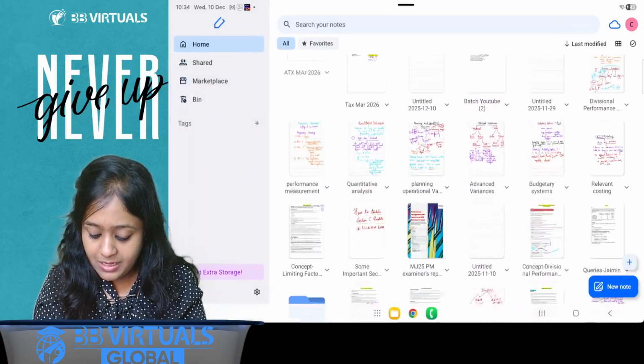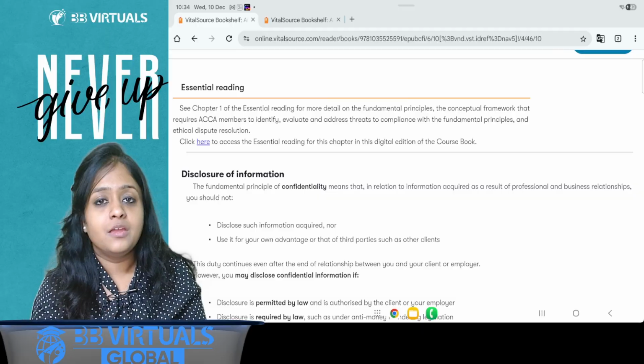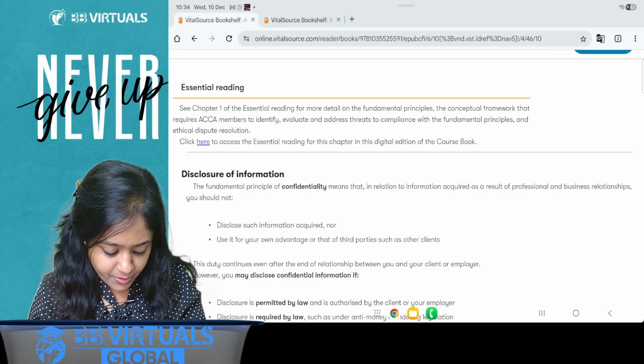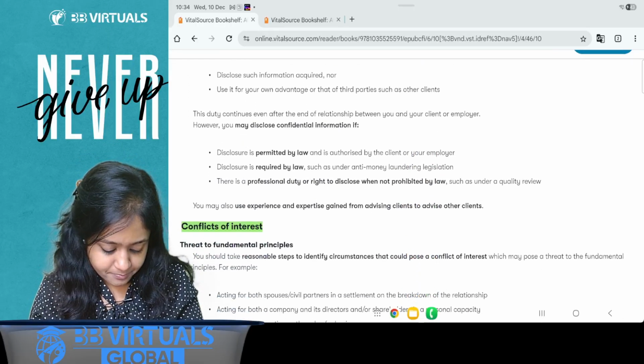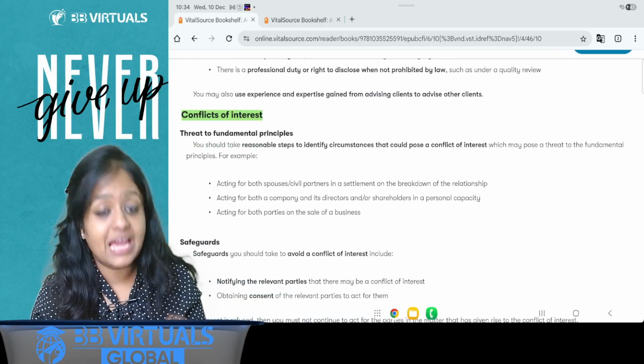Clear? Now let's take more portions here. A few portions that I will take from the book, the portions that I have not covered.